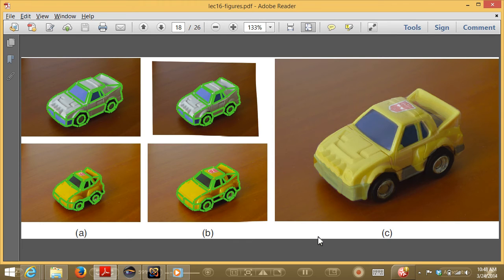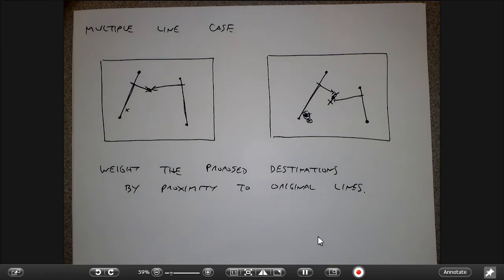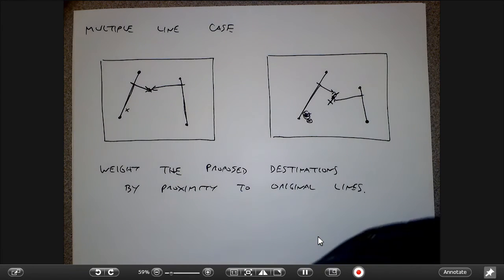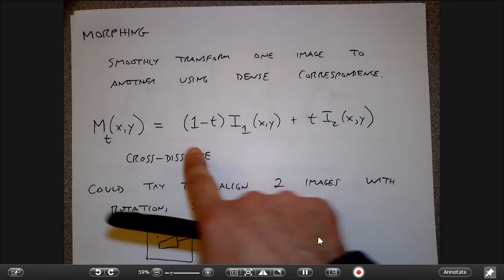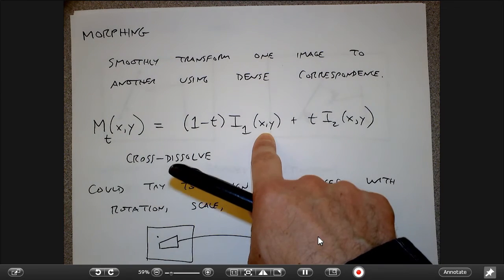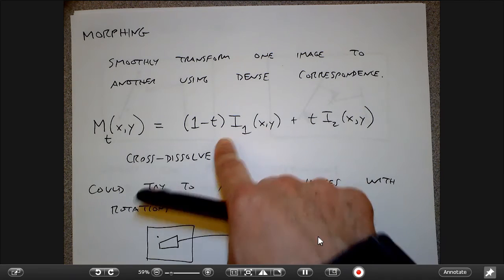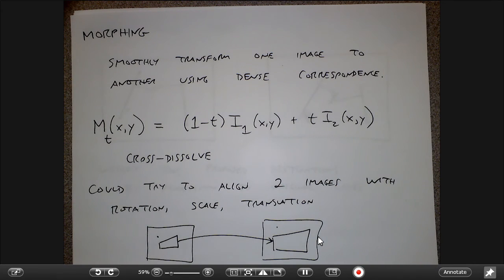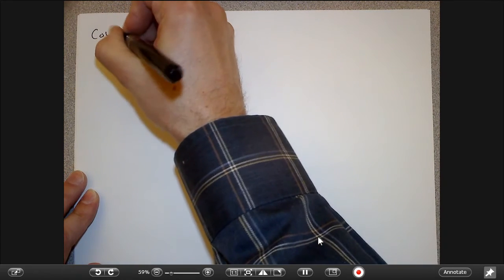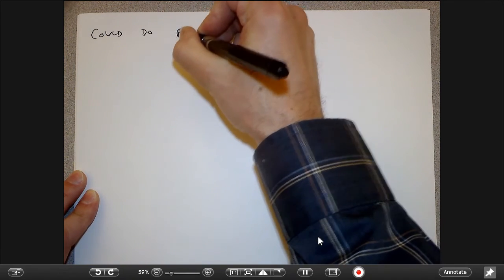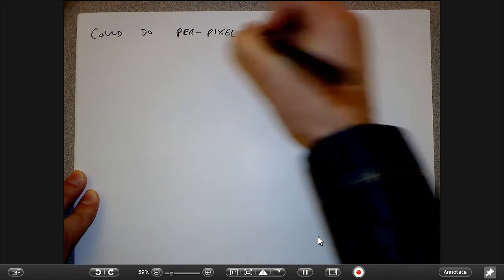Okay, one other comment about this is that if I go back to my cross dissolve here, right? This is basically saying that every pixel xy moves from image 1 to image 2 at the same rate, right? That's not necessarily required. What I could do is per pixel temporal effects.